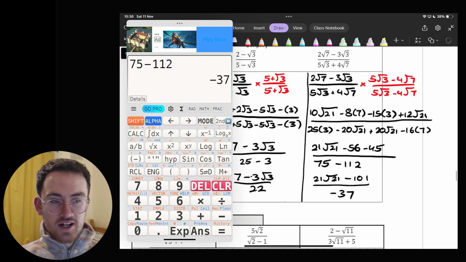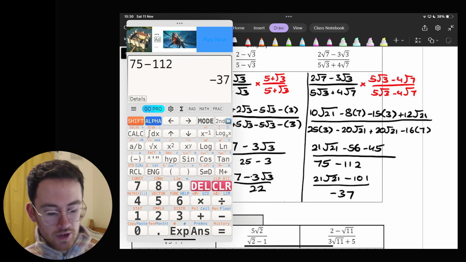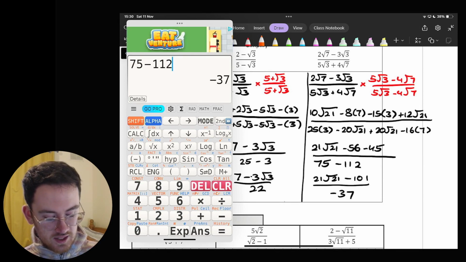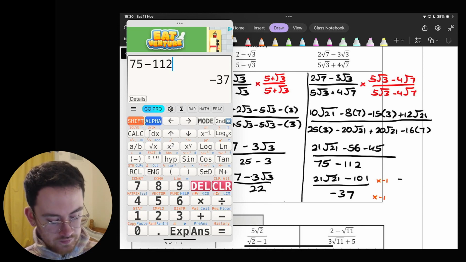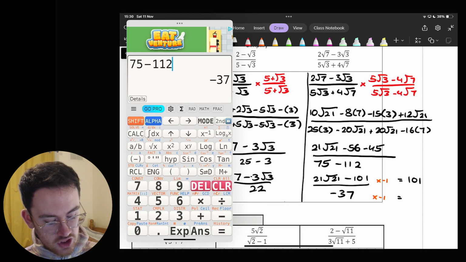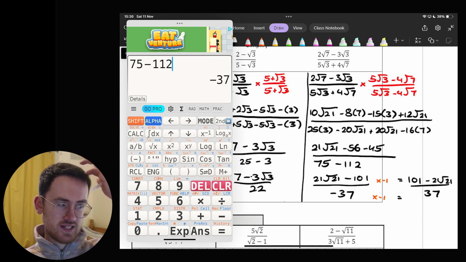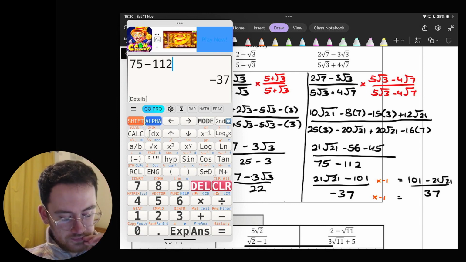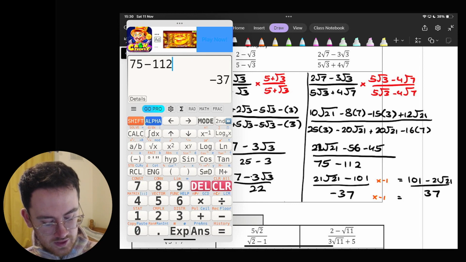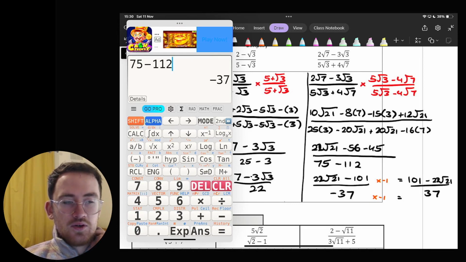Now, we can leave our answer like that, although I would generally say we don't always like to have a negative number on the bottom. So if you want, you can multiply both parts here by a negative 1. All that that's going to do is change the order and sign of each of these parts on the top of my expression there. But we end up with the same idea the whole way through. So that should be 22. So 101 minus 22 root 21 all over 37.